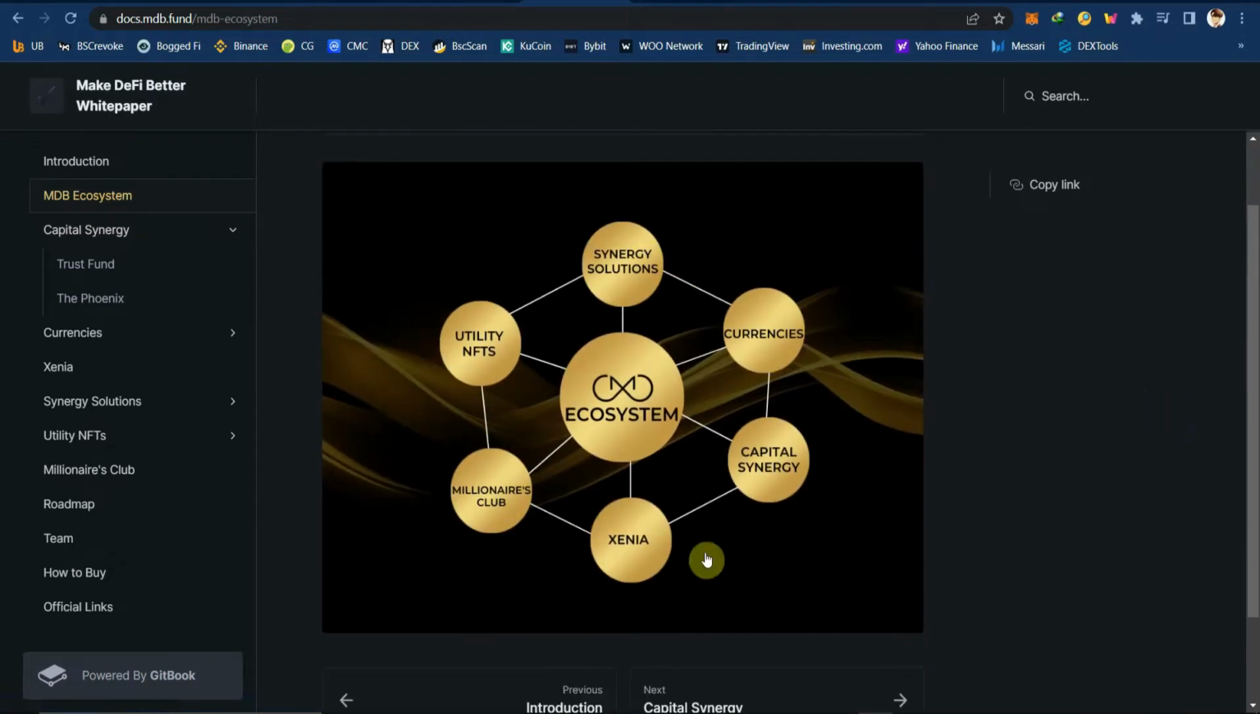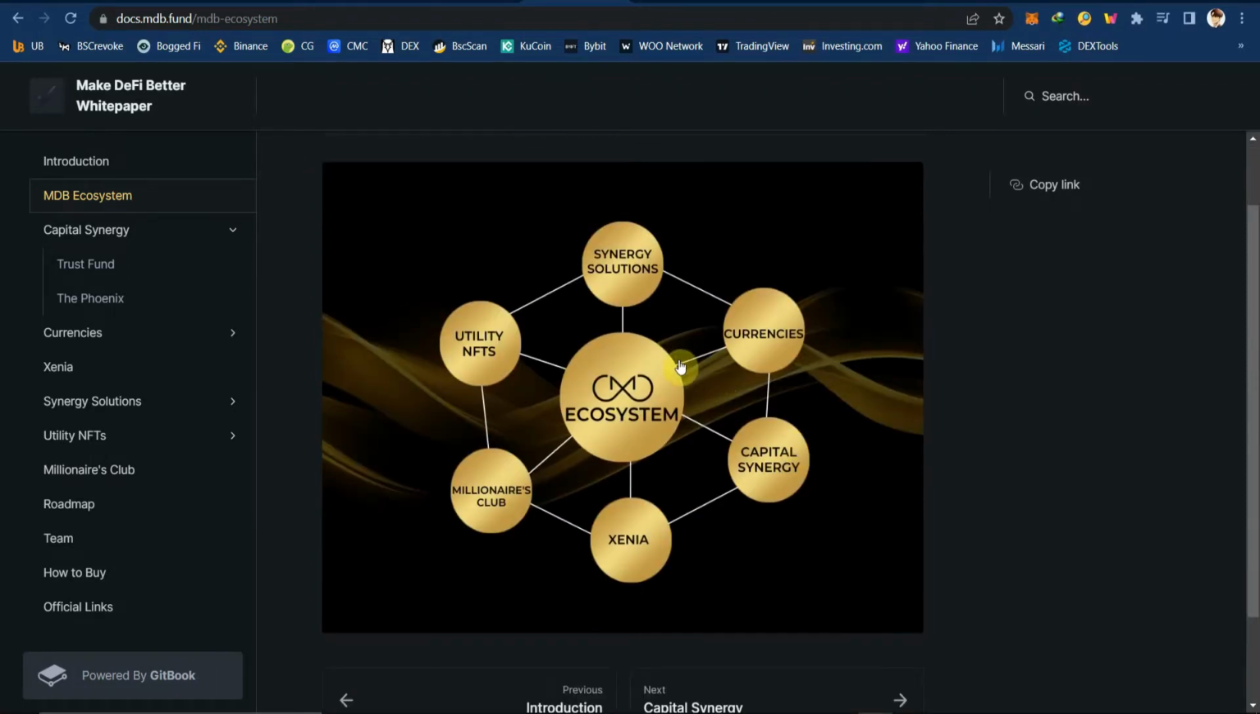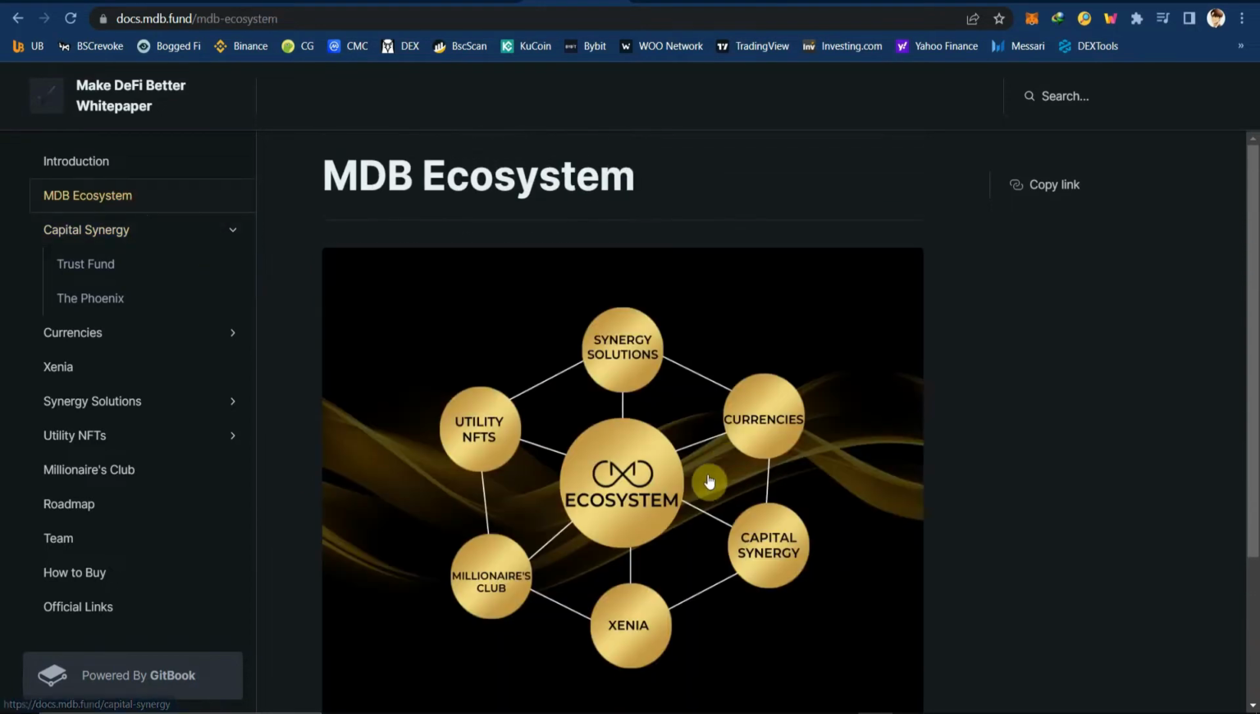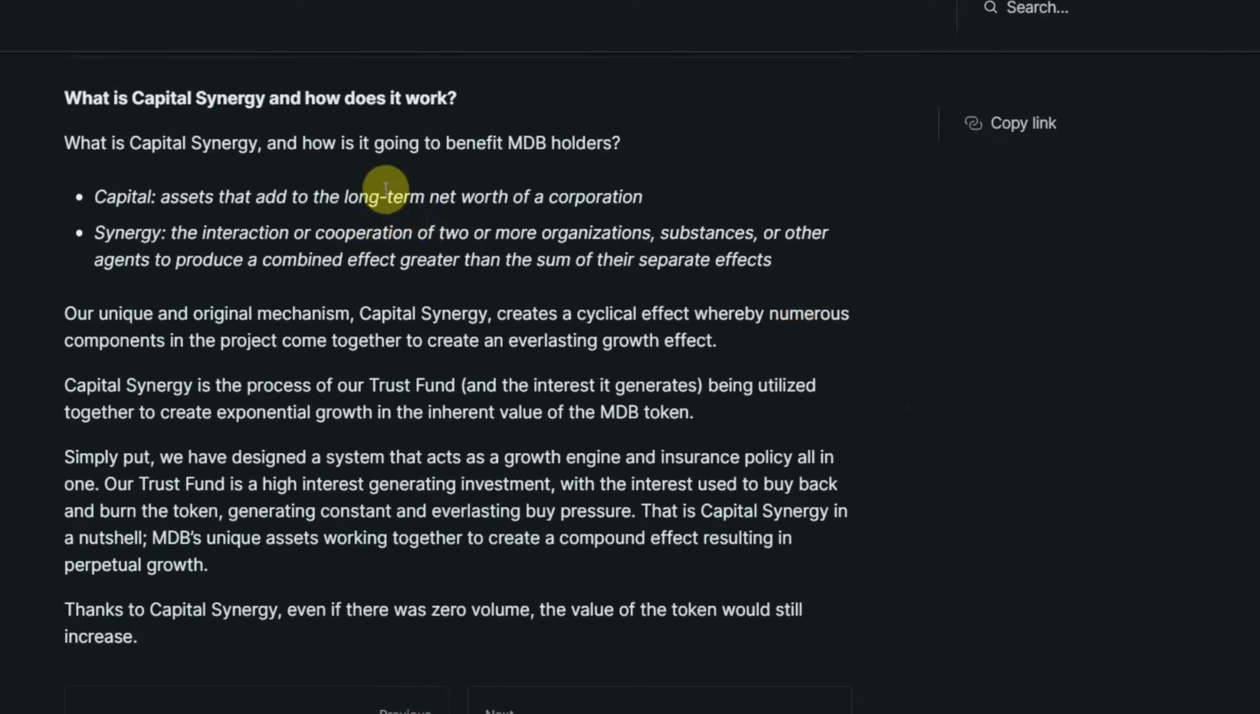These are the main factors that are helping the ecosystem of MDB to grow. Also the price. Capital synergy is the first one to be discussed. So what is capital synergy and how is it going to benefit MDB holders? Capital: assets that add to the long-term net worth of corporations. Synergy: the interaction or cooperation of two or more organizations, substances or other agents to produce a combined effect greater than the sum of their separate effects.